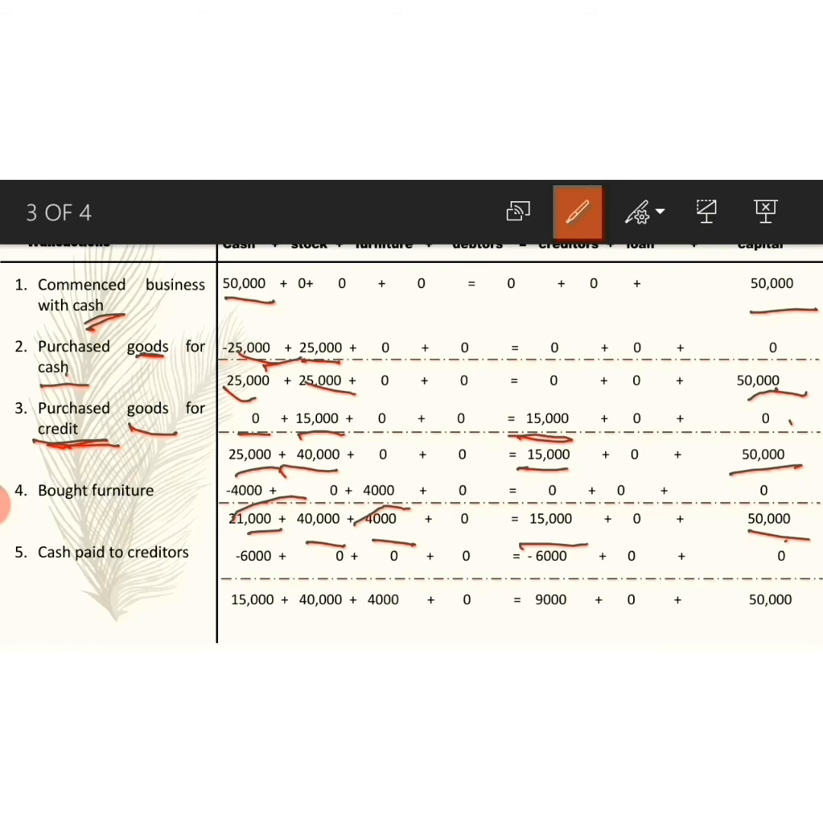Moving on to the next transaction, cash paid to creditors. Here, cash is going out. So under the cash, it should be minus 6,000. And again, under creditors, it should be minus 6,000. Why? Because cash is going out, so minus 6,000 under the cash head. Also, creditors is becoming less. You're giving out money and reducing the creditors. So it is again under the creditors minus 6,000.